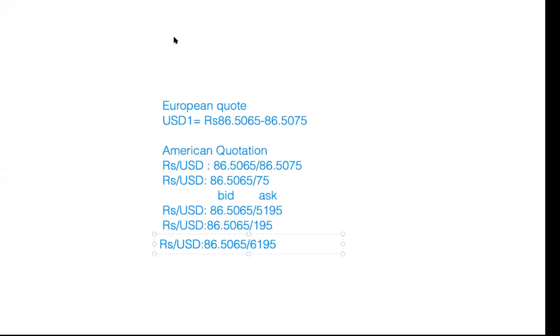Same way when I write the same thing in European codes, if I'm going to write, it is going to be USD 1 is equal to 86.506575, which means last digits. You will start replacing from this digit and the remaining digits continue.